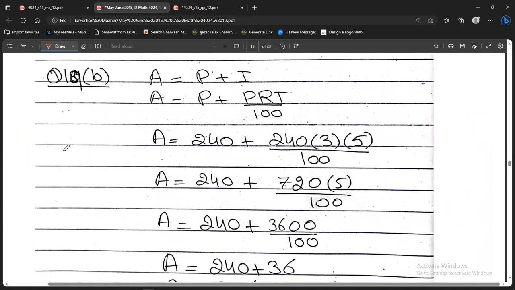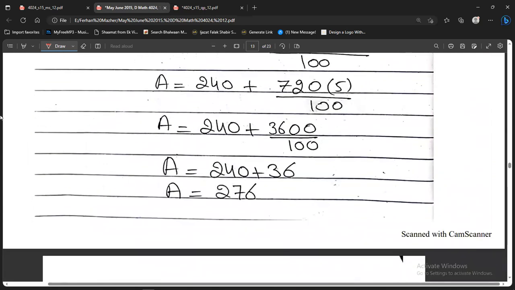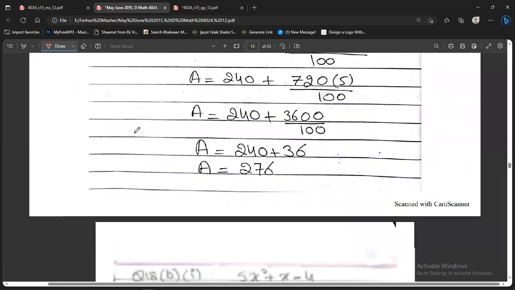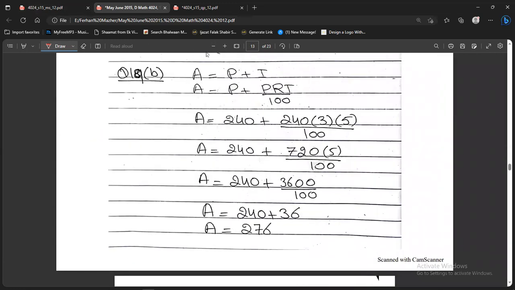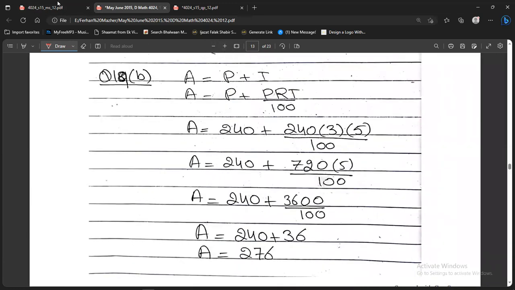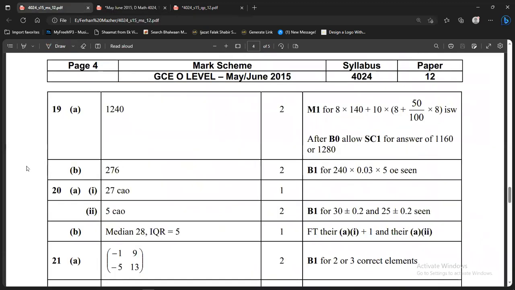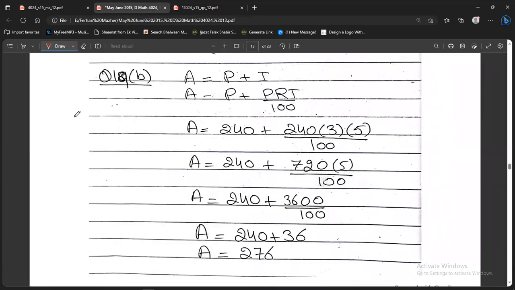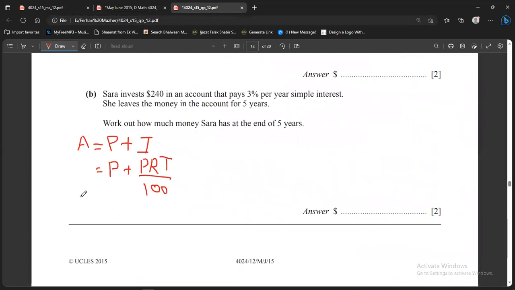So the principal is 240. So A will be equal to 240 plus 240 into 3 into 5 divided by 100. So it will be 240 plus 720 into 5 divided by 100. So it will be 240 plus 3600 divided by 100. So it will be 240 plus 36, and that is 276. So this is the solution. Question number 19, B part. 276 is the right answer, sir. So that is question number 19, B part.